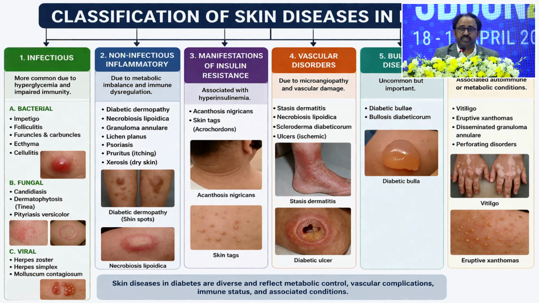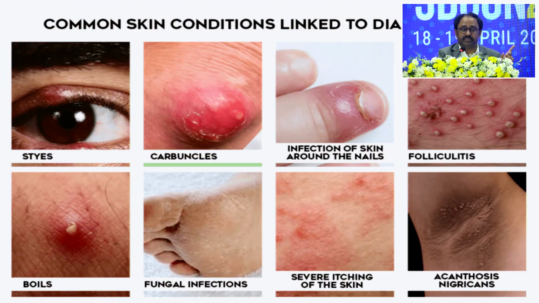And what are the manifestations? In a lot of patients we see in our clinical practice, acanthosis nigricans or skin tags manifest the insulin resistance. Among vascular disorders, we see diabetic foot syndrome and necrobiosis lipoidica, one of the dreadful skin manifestations in diabetes. Bullous diabetorum is also very important, and also some miscellaneous forms, including vitiligo, eruptive xanthoma, and drug-induced conditions, which also come under this classification.